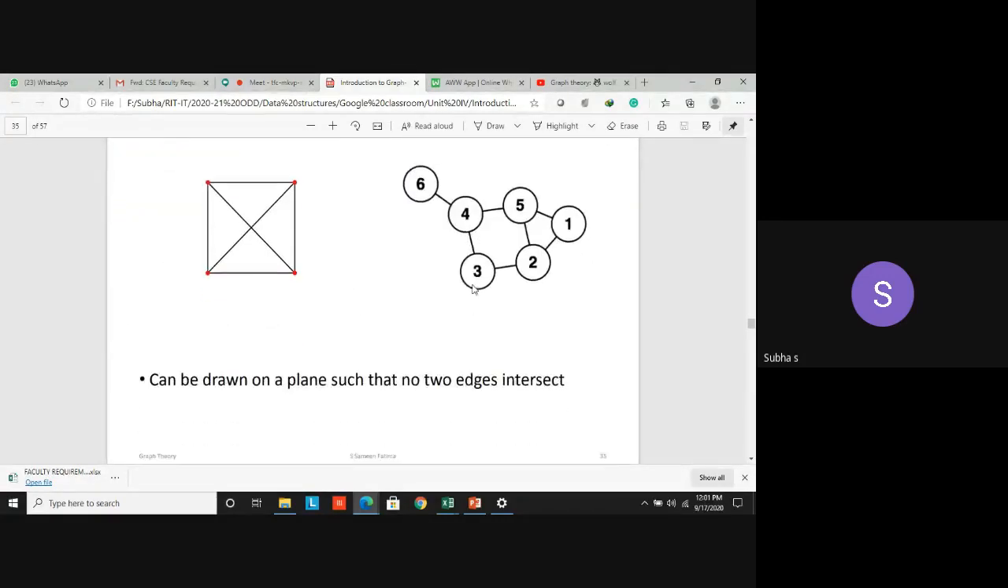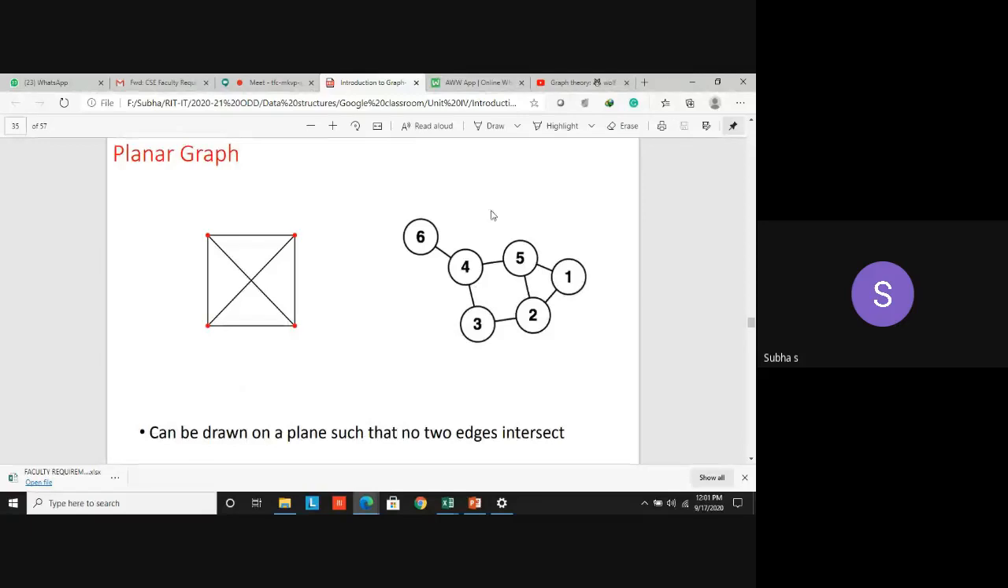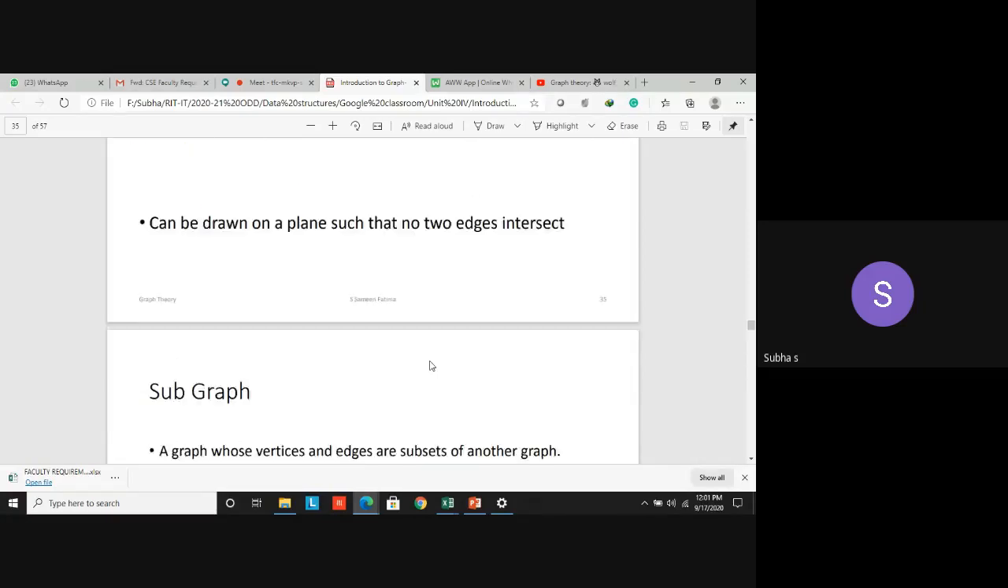Next, this planar graph and all, just you can have a look at it. A planar graph means a graph which is drawn on a plane, any rough plane, in such a way that no two edges intersect. There should not be any intersection between the edges. That is called a planar graph. No need to get into detail on these things, just to understand what a planar graph is. The edges should not intersect. That is the planar graph.